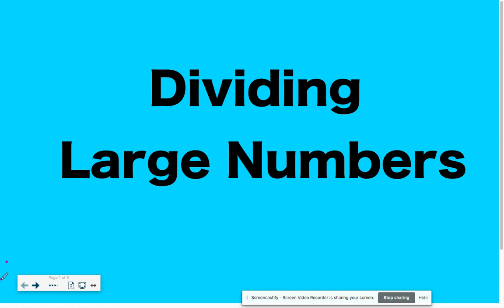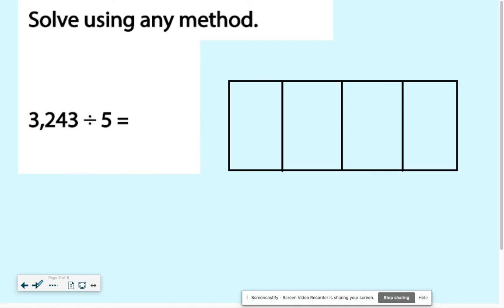Hello, in this lesson, we're going to talk about how to divide large numbers. I'm going to show you a trick that hopefully will help you line up and order your numbers better to keep track of where you are in the division process. You can solve using any method, but I'm going to show you this method that I think you're going to find is pretty nice and easy.